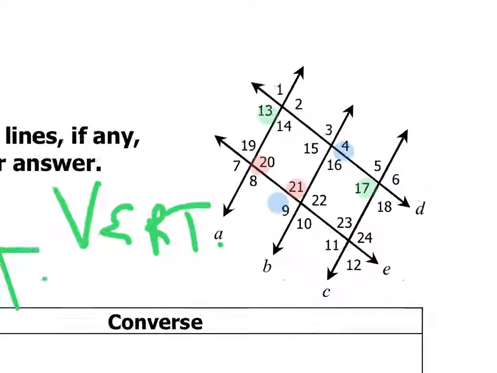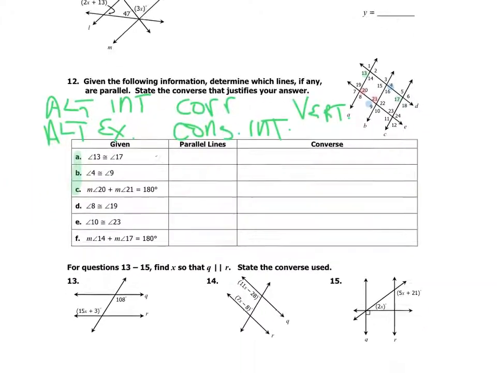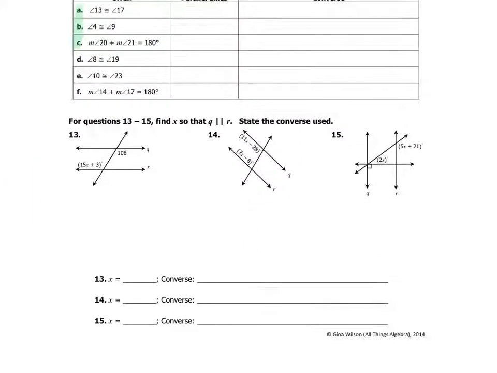Now we're going to move on to the last few problems. They want you to find x. I am going to tell you that you do not need to worry about stating the converse. More worried, are you able to do the algebra correctly here? So you're going to solve for x in each one of these. These are alternate interior angles, which means they're equal to each other. So set these two up equal and solve for x.